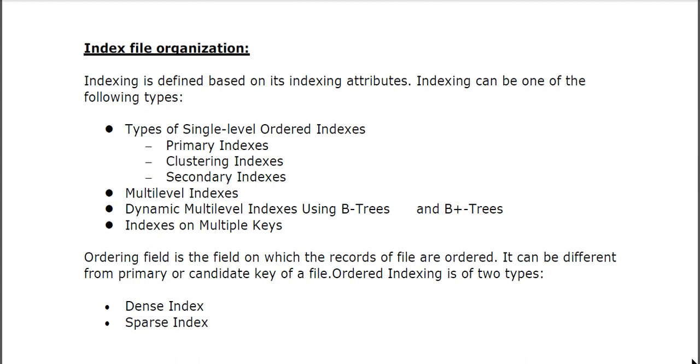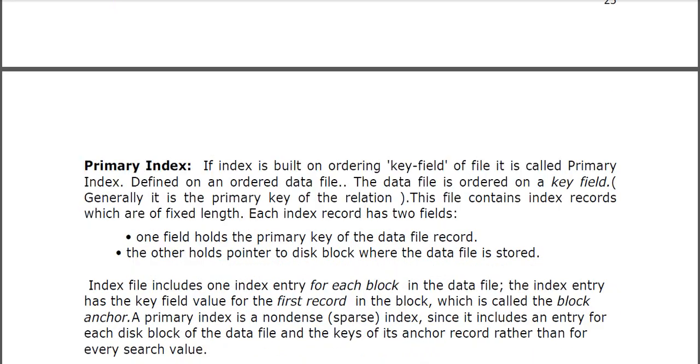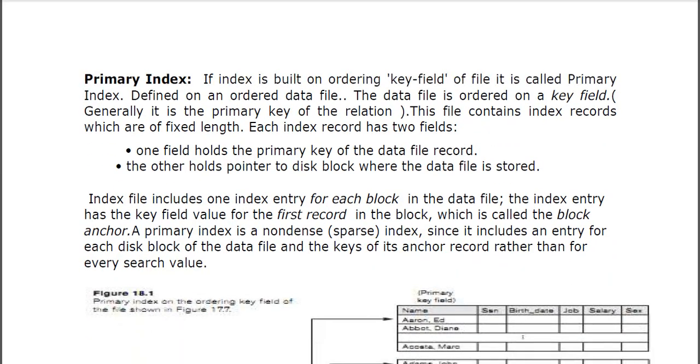Ordered indexing can be of two types: dense indexing and sparse indexing. In the dense indexing, you have many pointers. In the sparse indexing, you only have a smaller number of pointers. You will come to know the difference here. You can say primary indexing, right?